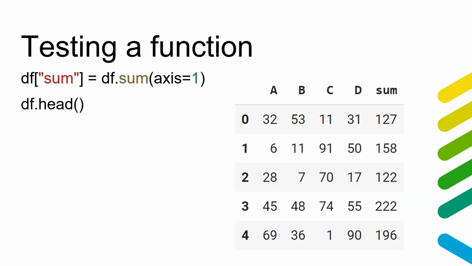If it was axis equals 0, that would mean sum the columns, but that's not what we want here. Then finally, I'll just run df.head. df stands for data frame. Head refers to getting the top of the data frame, and by default, it'll return 5 rows.